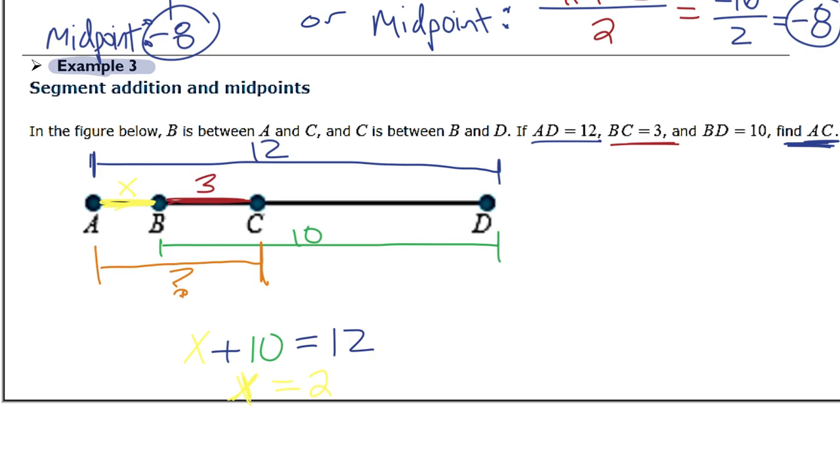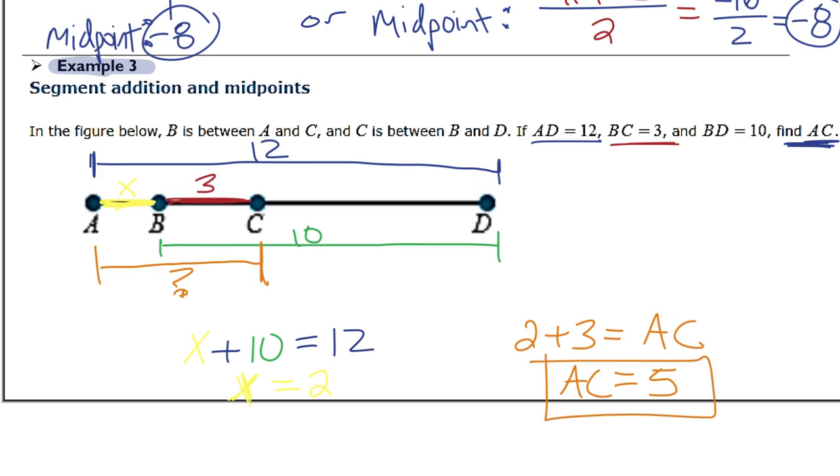So now to find this, if we know this is 2 and this is 3, well, this entire length here is just 2 plus 3. That is one way we can do it. So we can just do 2 plus 3 is equal to that AC, which then is in fact just 5. That is what we're looking for. And that would be labeled with units because we want to make sure we have some sort of unit.